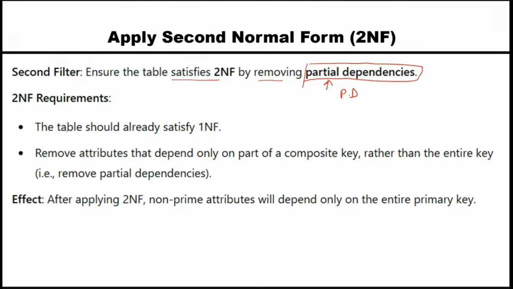So two requirements are there. The table should already satisfy 1NF. Haphazardly or randomly you cannot come into second normal form. You have to come via first normal form only. So the table should already satisfy the first normal form, and then remove attributes that depend only on part of the composite key rather than the entire key. That means removal of partial dependency.